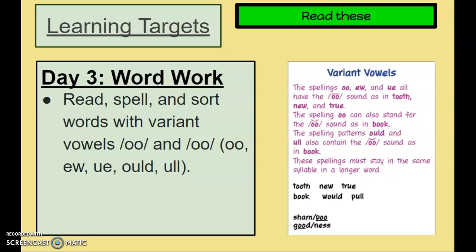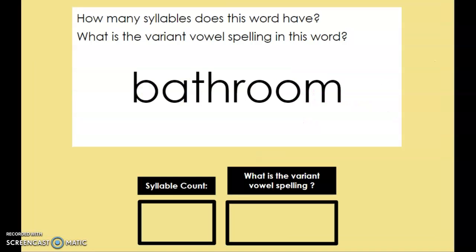But these spellings must stay in the same syllable in a longer word. So we have some examples, and let's take a look. How many syllables does this word have, and what is the variant vowel spelling in this word? Well, let's count it out. Bathroom, bathroom. Well, I count 2 syllables, and I see the oo, and it's making the oo sound.